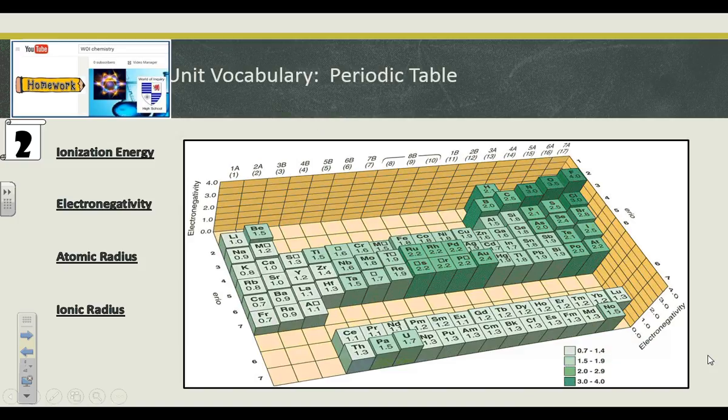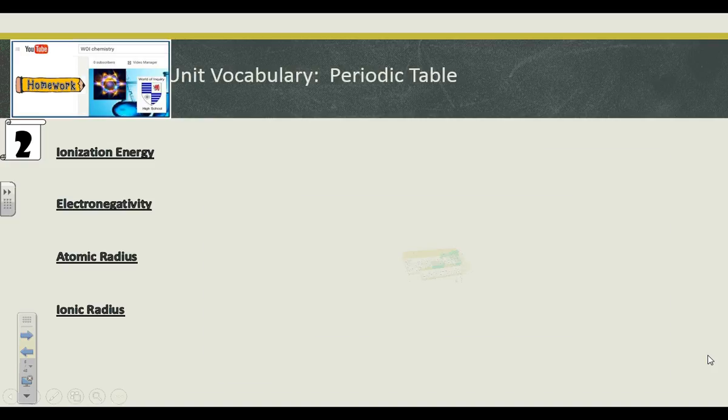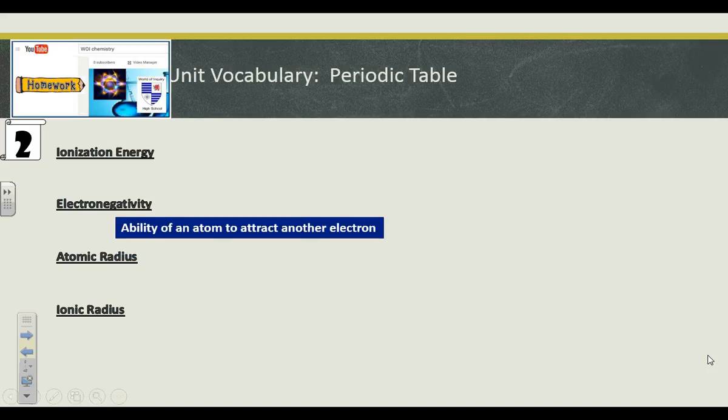Electronegativities. Here is a picture of the different electronegativities for all the different atoms on the periodic table. Cool 3D style. Electronegativity is, of course, the ability of an atom to attract another electron. I like to think about it as how bad does the atom want another electron? Some atoms want electrons, some atoms want to lose electrons. We can differentiate them like that.